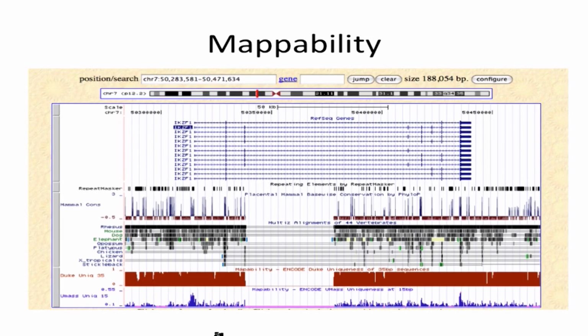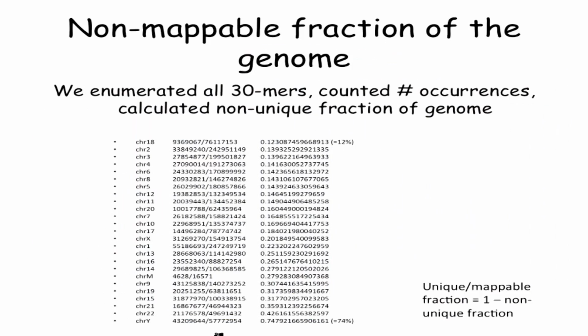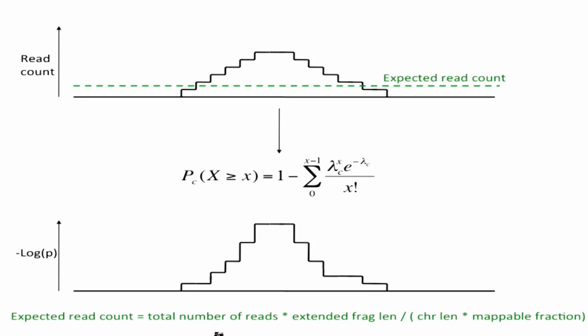So just practically speaking, what we do is estimate mappability, either using a genome browser track or using our own k-mer counting across the genome. We can calculate the unique or non-unique fraction of the genome, and that allows us to correct the chromosome length by this mappable fraction of the genome as a way to correct the expectation here.